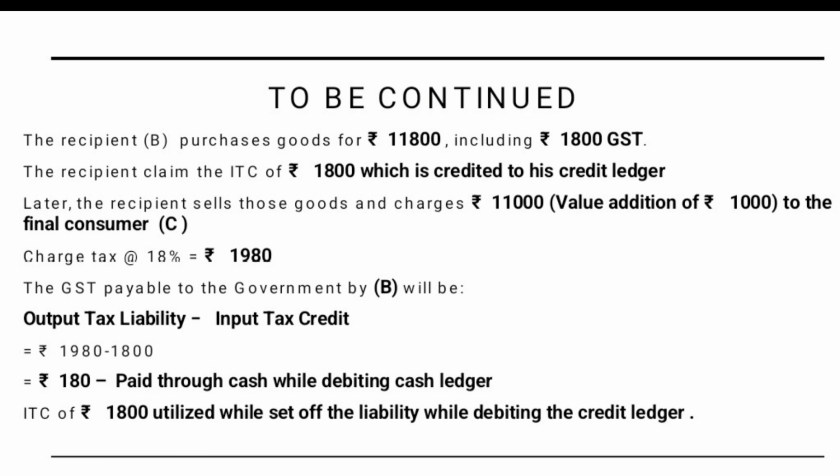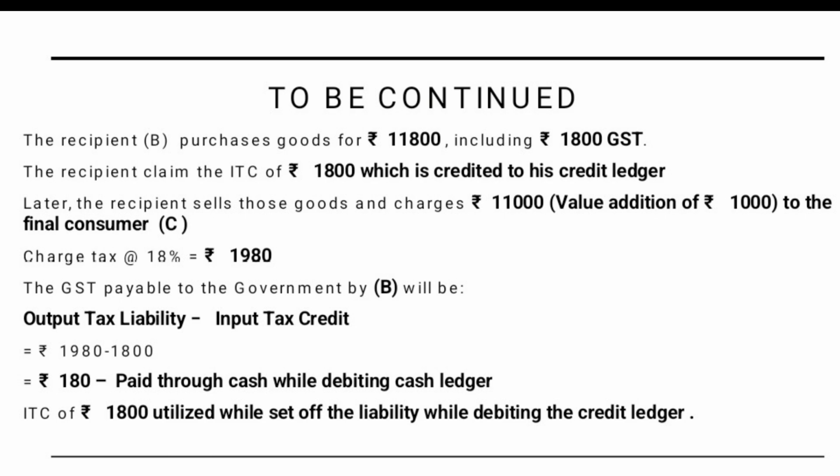The ITC arises on purchase, and that 1800 is also discharged by the supplier. This is the amount credited to his credit ledger, which is already paid to the government by the supplier. The supplier's output tax liability is equal to the recipient's input tax credit. That amount has been paid to the government. Already the government has got 1800 as tax.